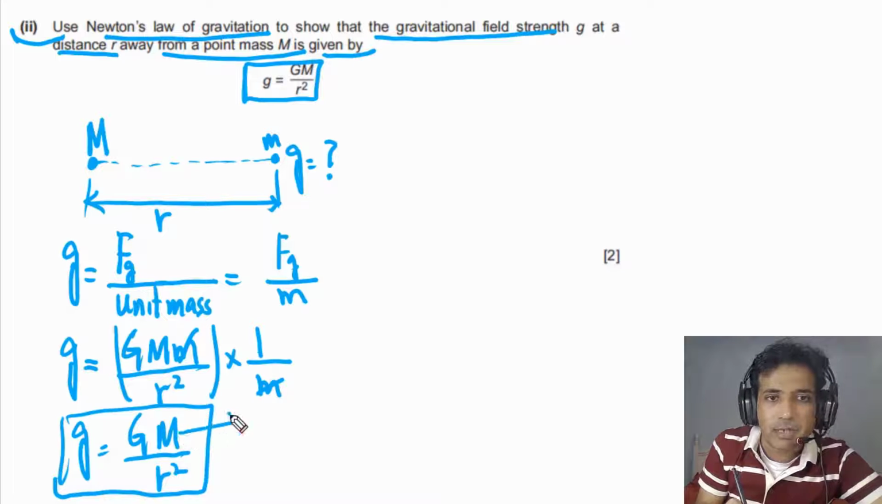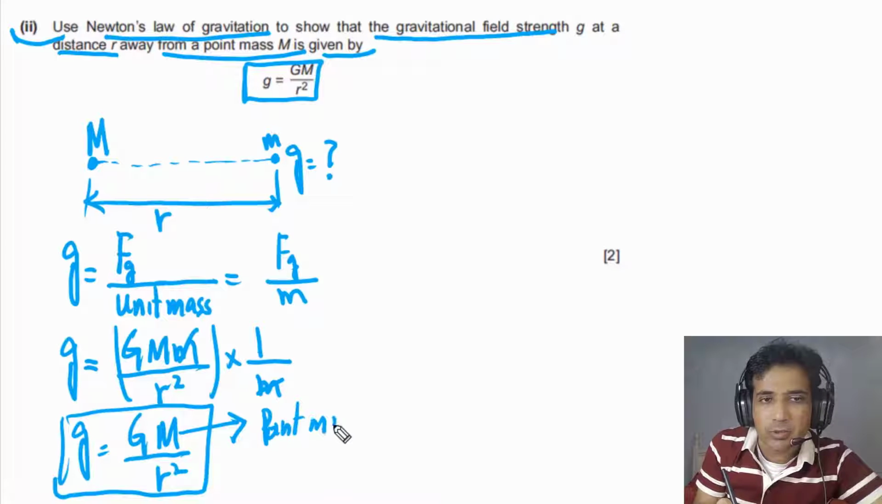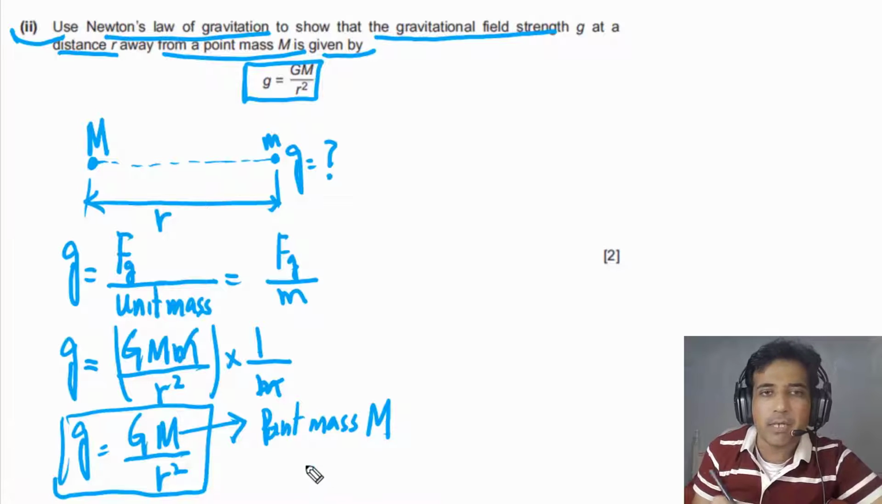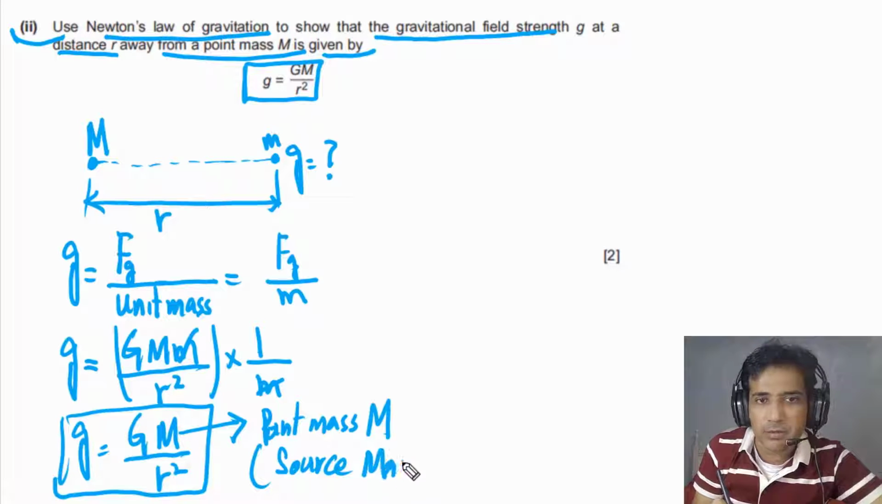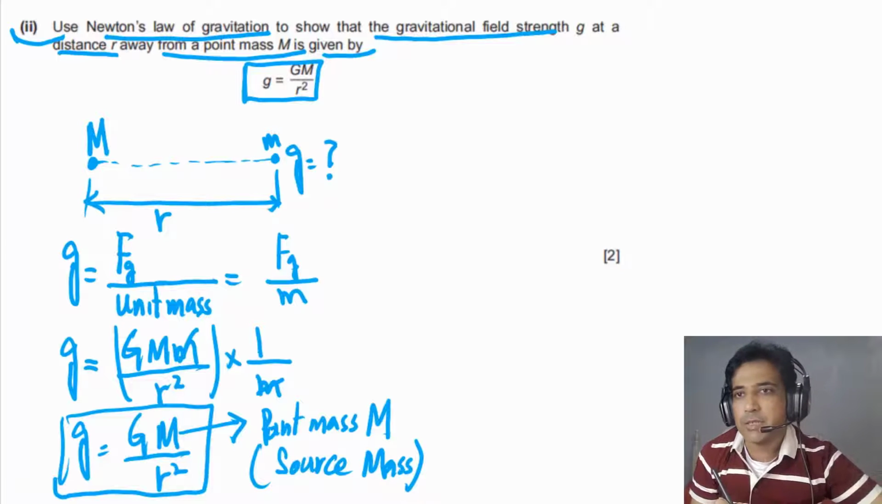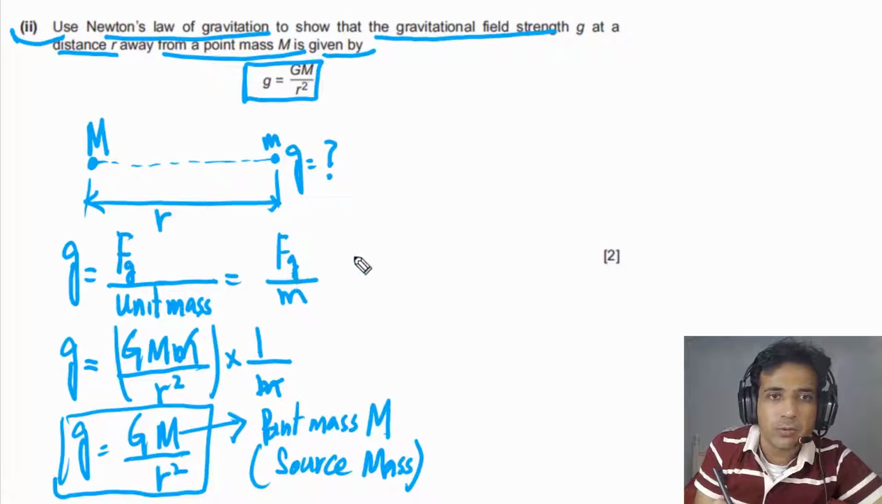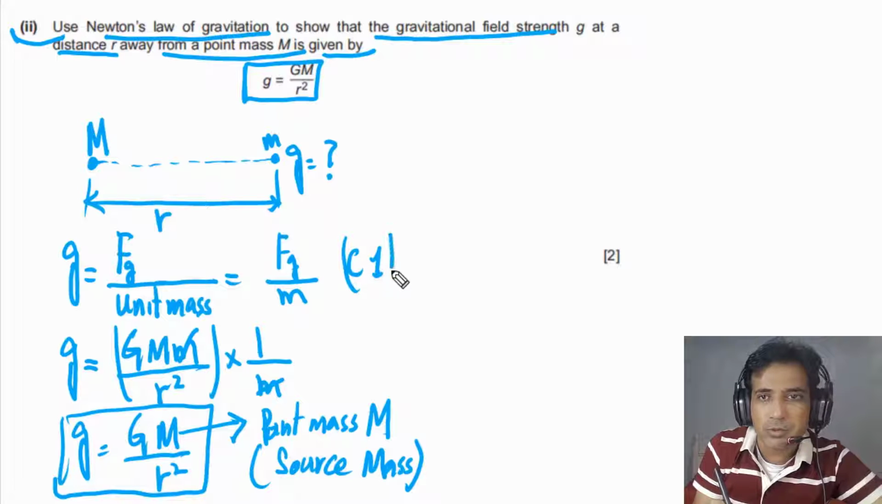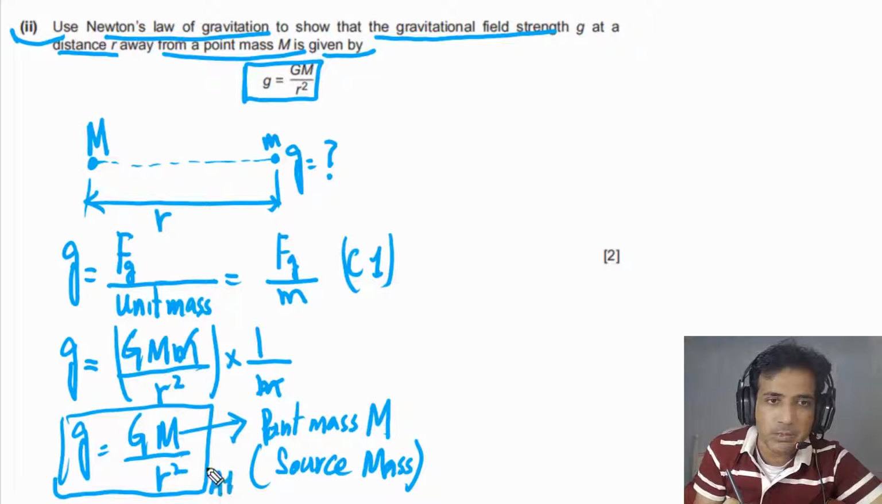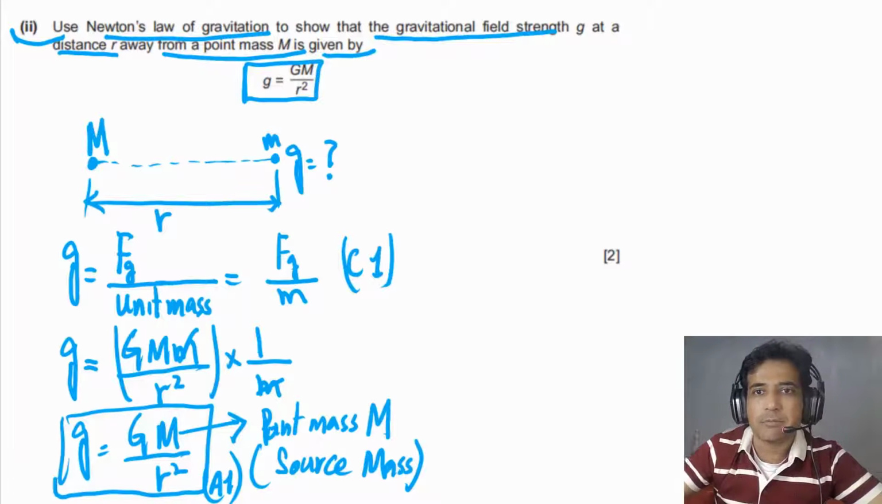And you need to understand this capital M, this is point mass. This is not unit mass. This is point mass capital M. Or you can say this is source of gravitational field. Simply we can say this is source mass. We can write down simply source mass. This question has 2 marks. The first mark you will get if you have written gravitational force per unit mass. And the second mark you will get if you have derived this equation. So there are 2 marks for this question.